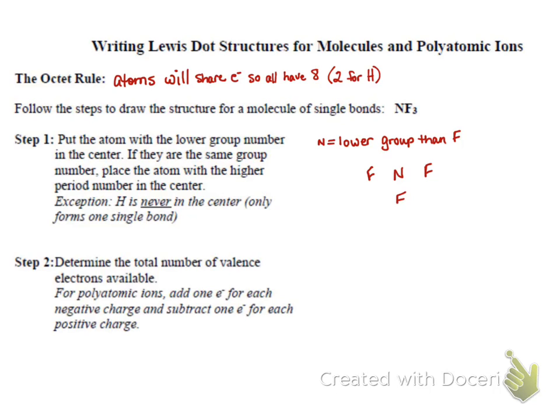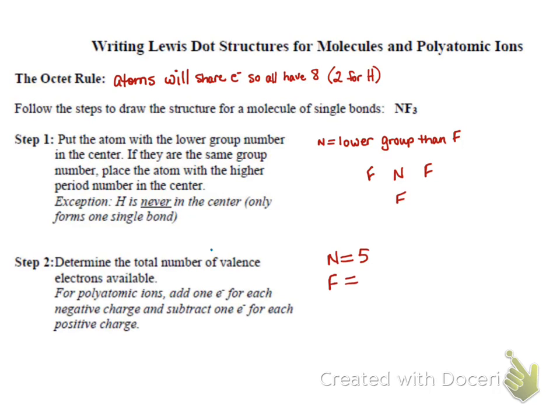First step is to figure out which atom is going to go in the middle, and it's the one with the lower group number. So it's the one that's furthest to the left on the periodic table. If they're both in the same group, then the one that is lower on the periodic table is the one that will go in the center. Note, hydrogen can never go in the center because it only makes one bond, so it can't be in the middle.